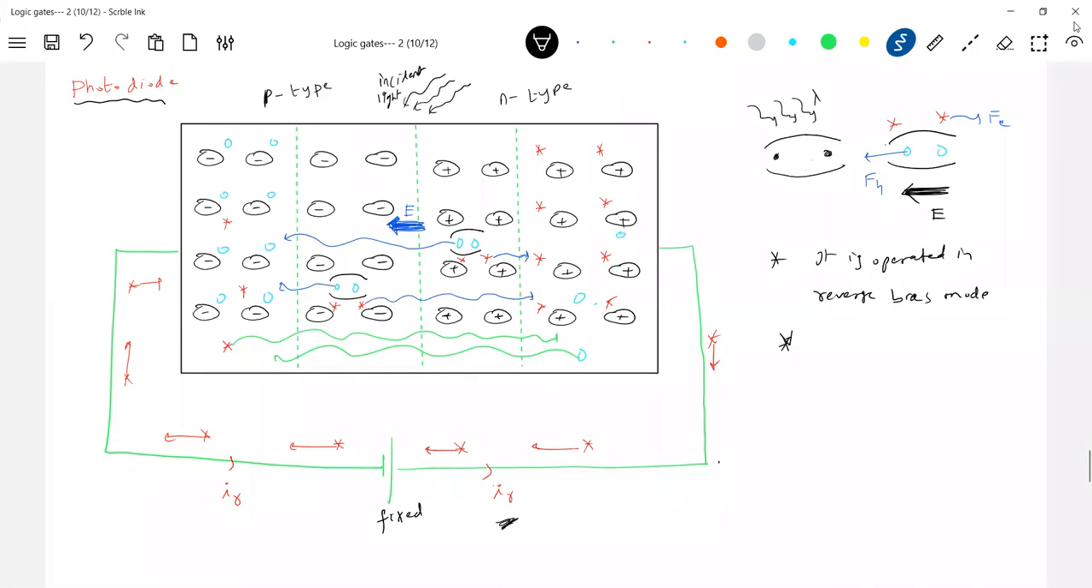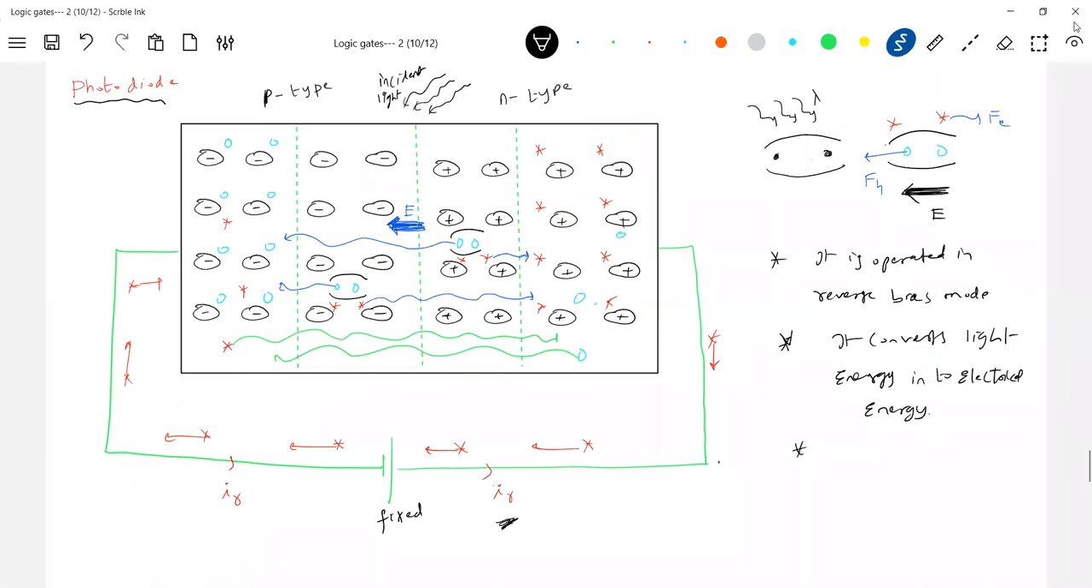Next, the solar cell, that will wind up. It is operated in reverse bias. It converts light energy into electrical energy.